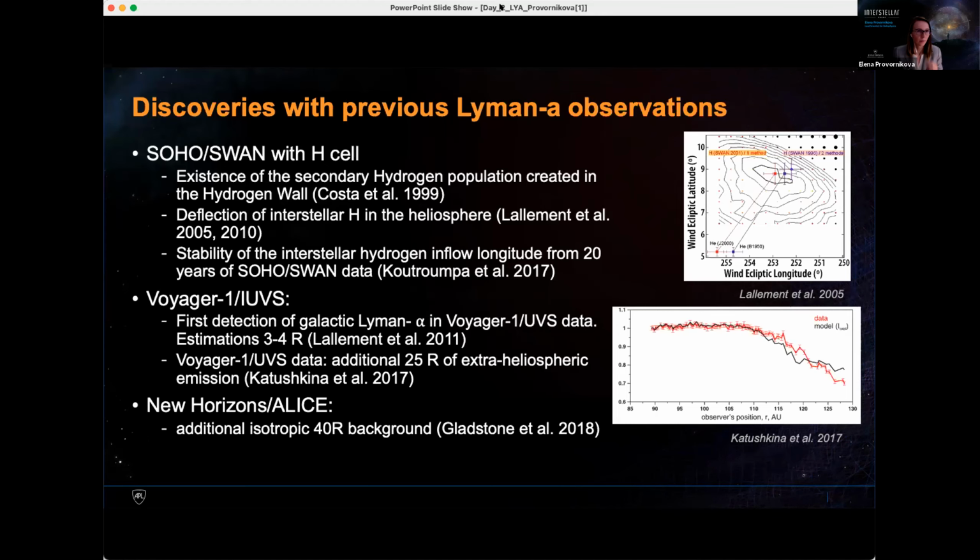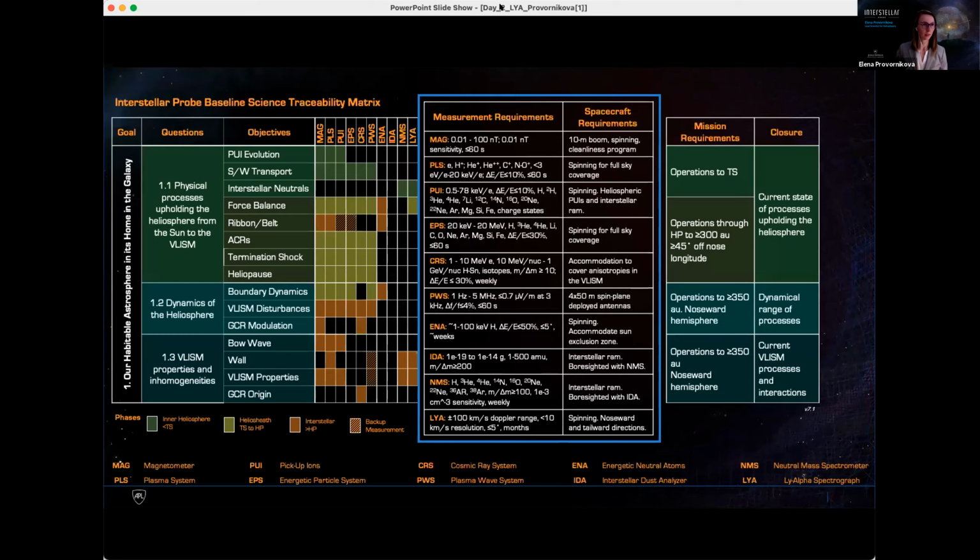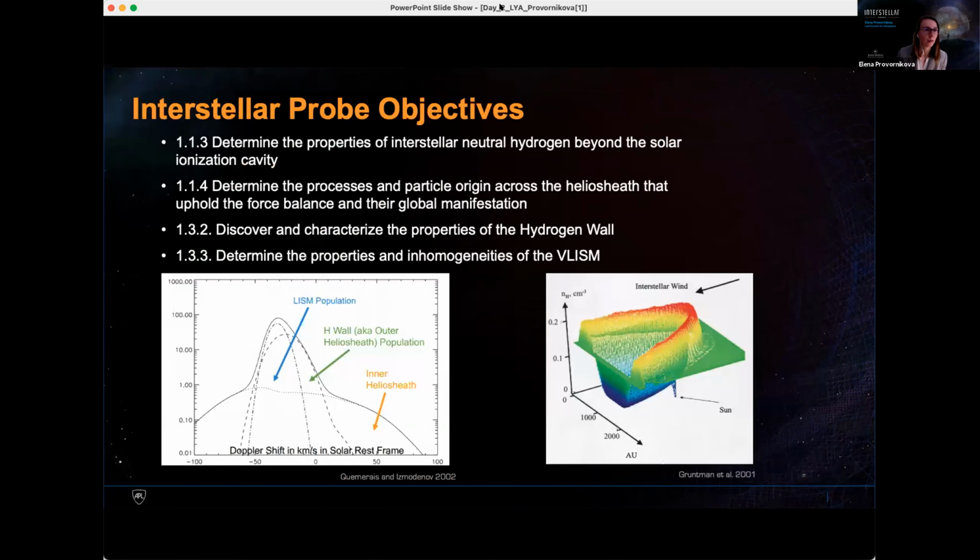Next. So this is the Interstellar Probe Science Traceability Matrix that you saw already. And next. And here's the column for the Lyman-alpha measurements. And in the next slide, please, I'll talk about the compelling objectives. So these are compelling science objectives for the interstellar probe that would require making higher spectral resolution measurements of Lyman-alpha emission on board, on the outward trajectory from the sun.